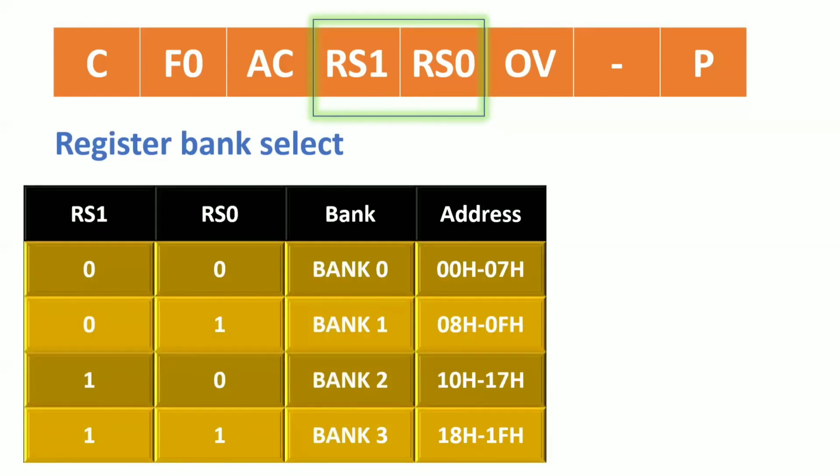Whenever there is 0 0, that means we are using bank 0. With 0 1, that is bank 1, 1 0 is bank 2, and 1 1 is bank 3. So whenever you want to access a particular bank register, you can use these 2 bits in this register to select. I'm sure that you know that bank 0 has addresses 00 to 07, bank 1 has 08 to 0F, bank 2 has 10 to 17, and bank 3 has 18 to 1F. I told you how to calculate these addresses in the last class.